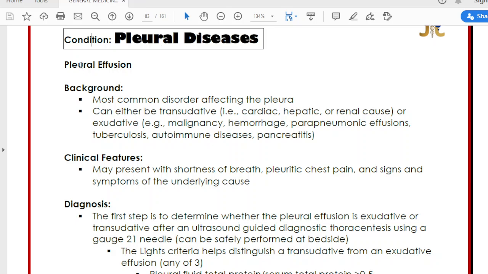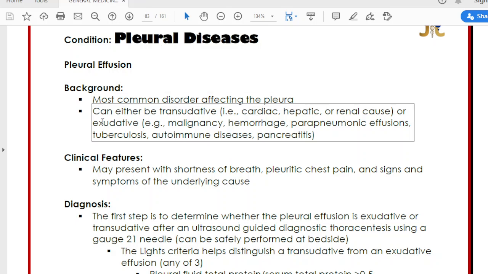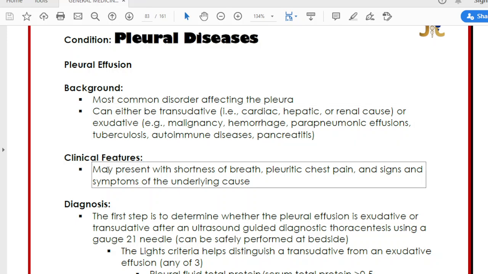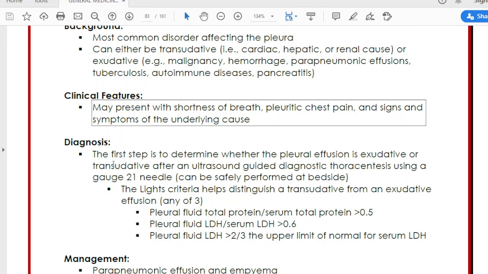Condition: pleural diseases. Pleural effusion. Background: most common disorder affecting the pleura. Can either be transudative, i.e., cardiac, hepatic, or renal cause, or exudative, for example malignancy, hemorrhage, parapneumonic effusions, tuberculosis, autoimmune diseases, pancreatitis. Clinical features. May present with shortness of breath, pleuritic chest pain, and signs and symptoms of the underlying cause.